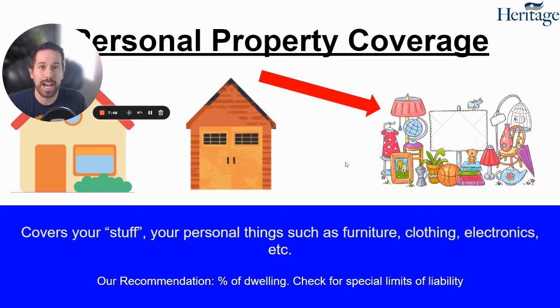Again, if you have high value items, talk to your insurance company or insurance broker, let them know, and they'll say one of two things. You're good. There's no special limits of liability there. You don't need to do anything. Or they'll say, I'm glad you told me. For this specific thing, we need to specifically list it on your homeowner's policy. And by doing that, you will get full value if something happens to it. So that's what personal property coverage is. It's covering all of your stuff.